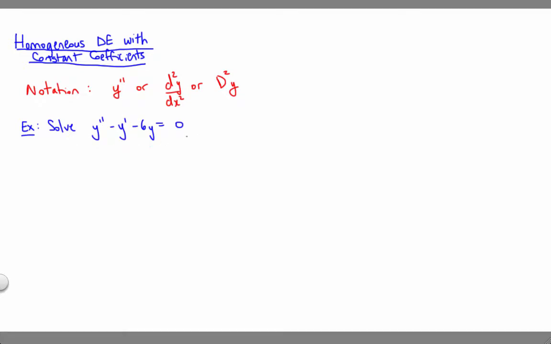Here's our first example, and before we jump into the calculation, I want to talk about what type of DE this is. We call this a homogeneous DE with constant coefficients. So the homogeneous part refers to the fact that we've got a zero on the right-hand side.